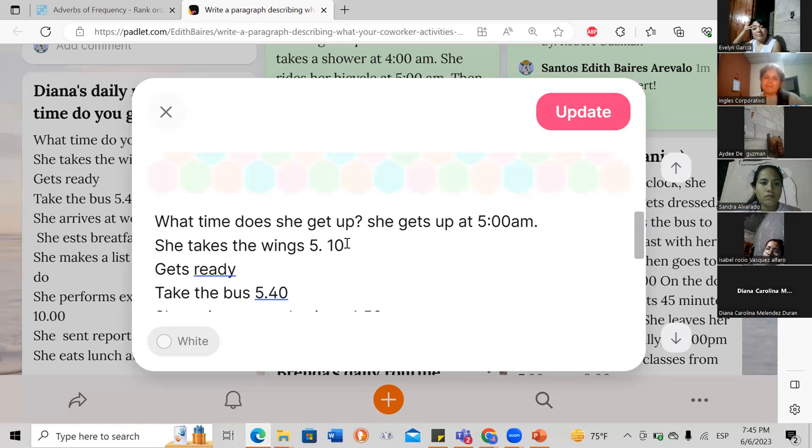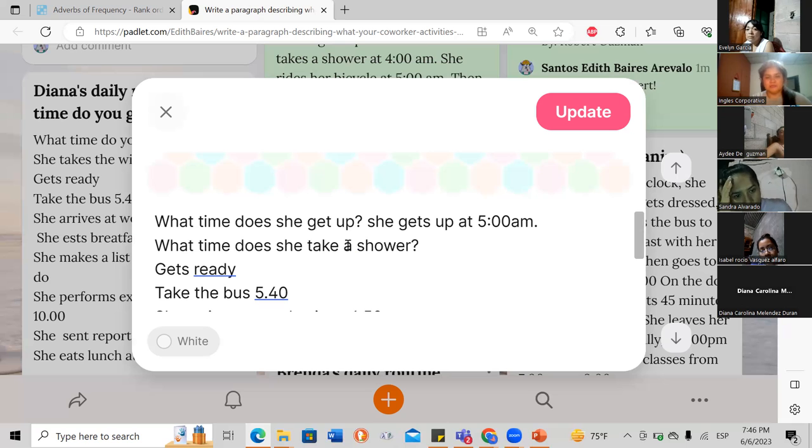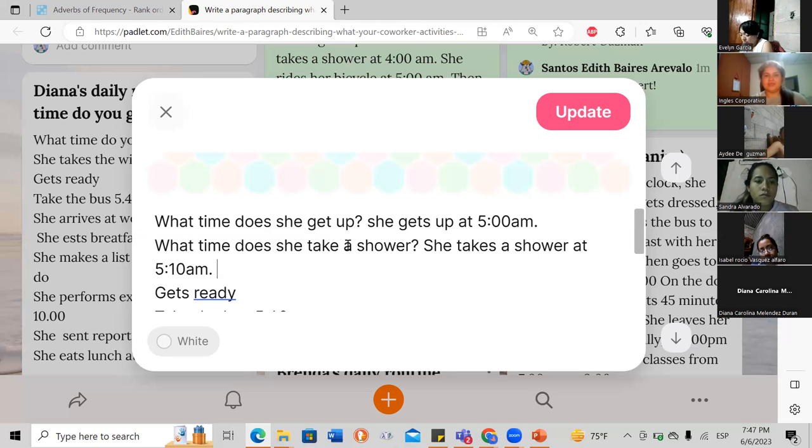What do you want to say? Quería decir tomar el baño, pero como dijo, se refería a la tina, ¿no? Entonces nos equivocamos ahí. Ok, tomar el baño. ¿Cómo le preguntaría a ella a qué hora se baña? What time do you take a shower? Pero ahora vamos a informar lo que nosotros le preguntamos a ella. What time does she take a shower? ¿Qué hora ella toma el baño? She takes a shower at 5:10 a.m. Okay, esa sería la respuesta.